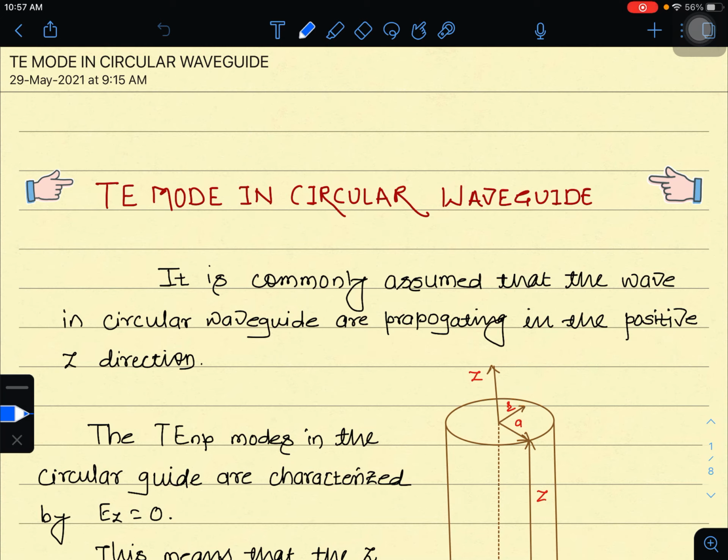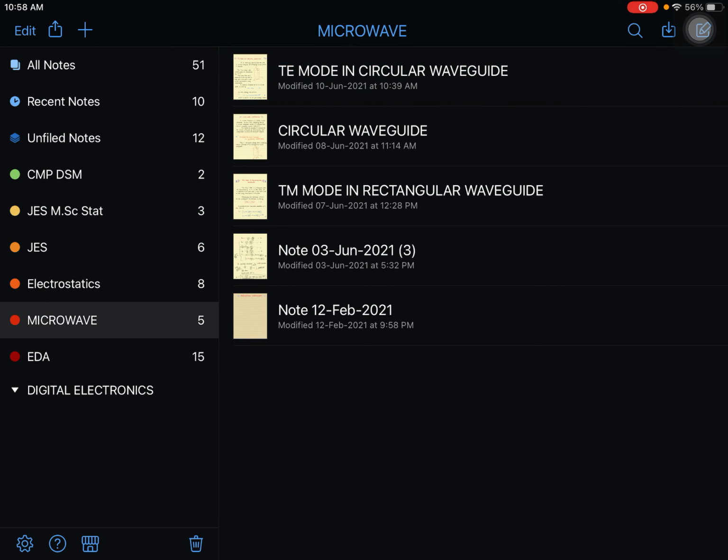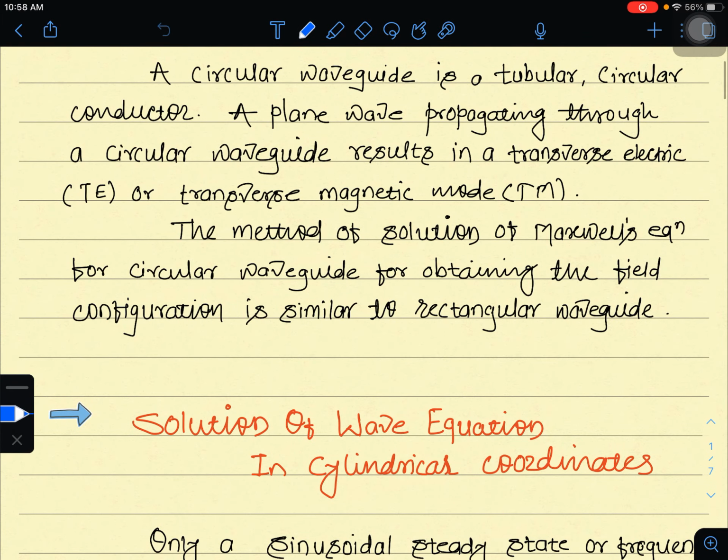We discussed the waveguide in the last 3 or 4 lectures. Firstly, we saw the rectangular waveguide. In that rectangular waveguide, we covered the transverse electric mode as well as the transverse magnetic mode. After that, in the previous lecture, we moved on to the circular waveguide.